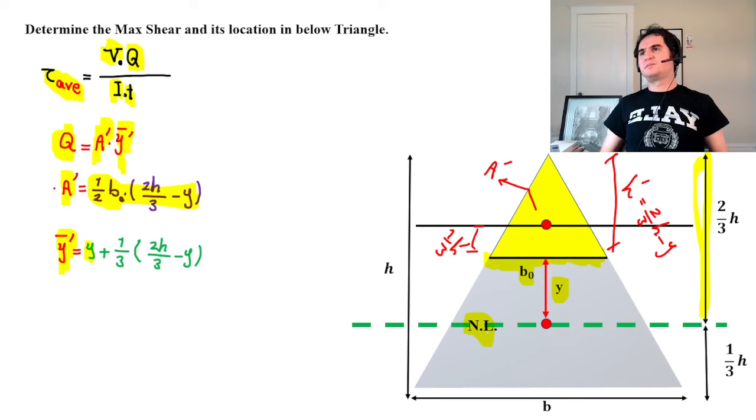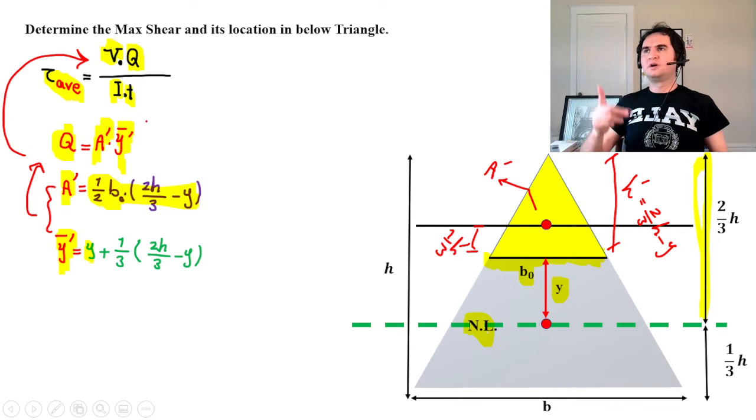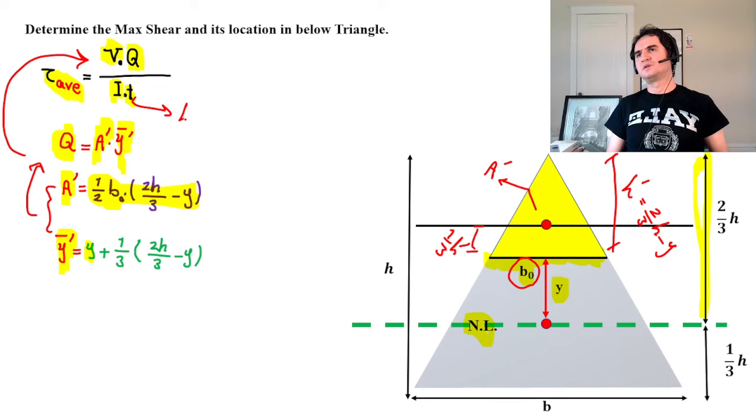If you replace these two in Q and replace Q in the tau formula, you have the tau average. And what is our t here? Thickness is B naught, the thickness of our small elements. At the same time, we remember that I neutral, I for the centroid, for a triangle is 1 over 36 b times h cubed, isn't it?